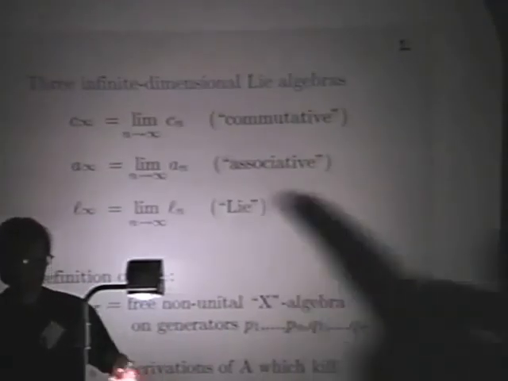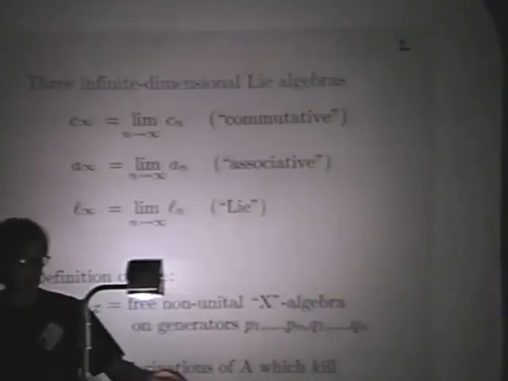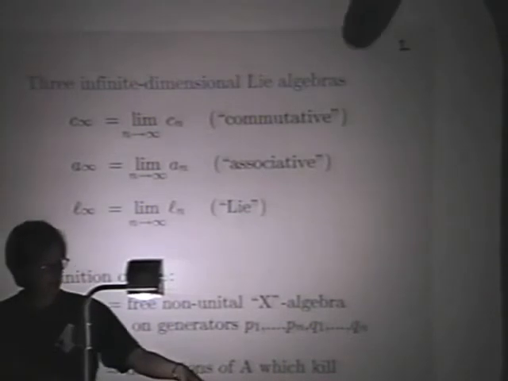Right, these Lie algebras that I had up here, they're limits of Lie algebras, one for every n.